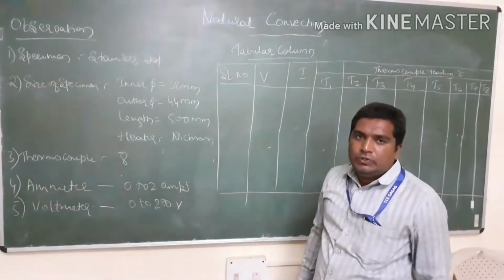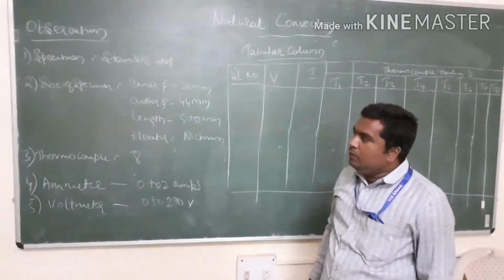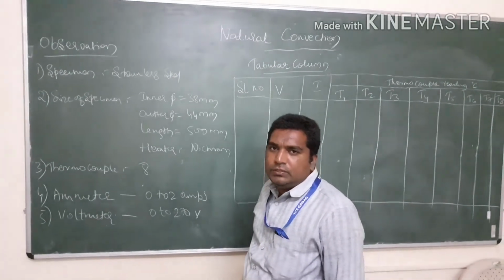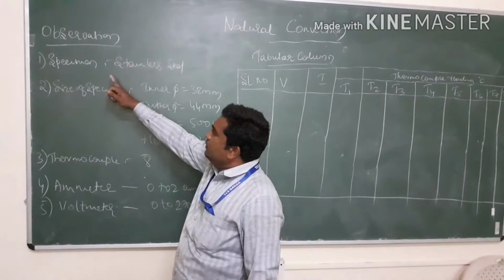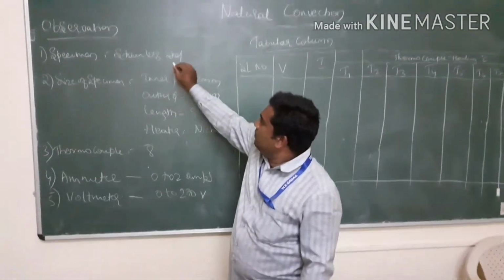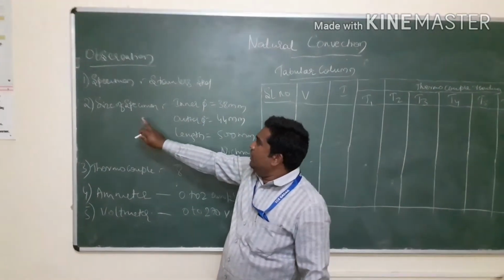So now let us see the observations and tabular column that are required for this experiment. The first observation is the specimen, and this specimen, that is the vertical tube, is made up of stainless steel. Next is the size of the specimen.